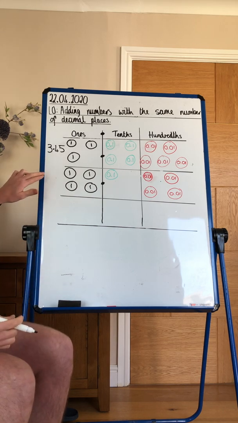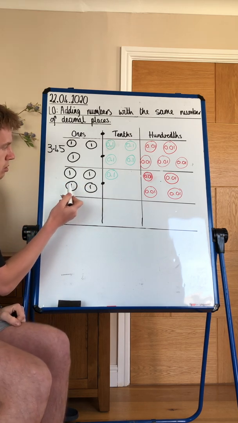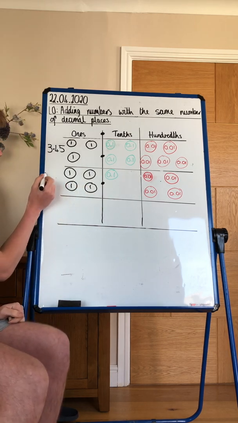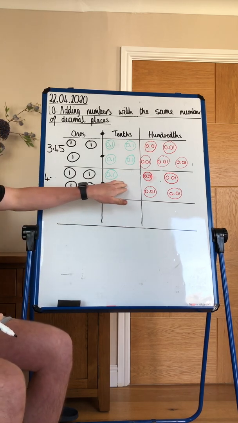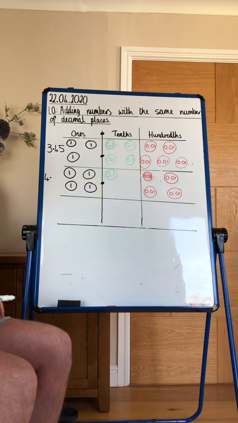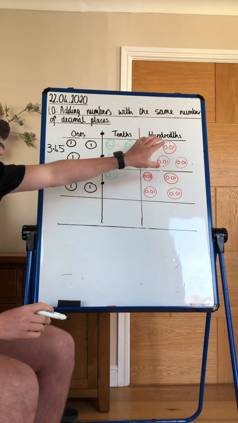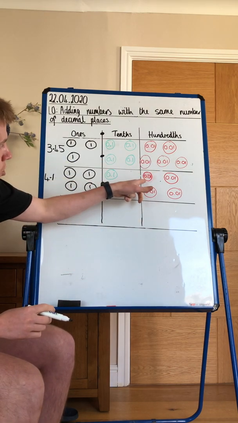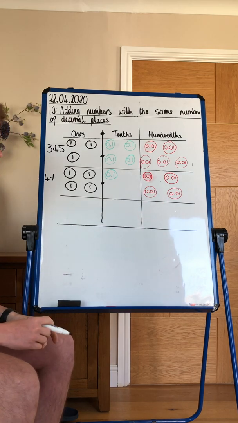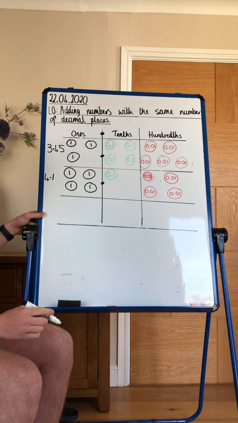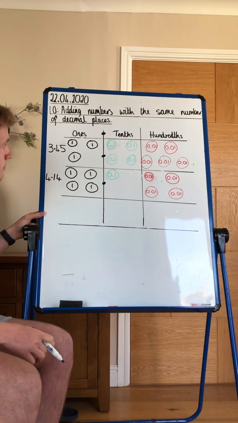Now if we move to the row underneath, we have 1, 2, 3, 4. We have 4 ones. Okay, and then in this box here, we have just 1 tenth. And in our hundredths column on this row, we have 0.01, 0.01, 0.01, and 0.01. Now there are 4 hundredths. Okay, so our number is 4.14.